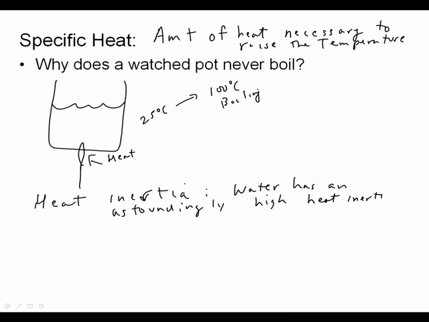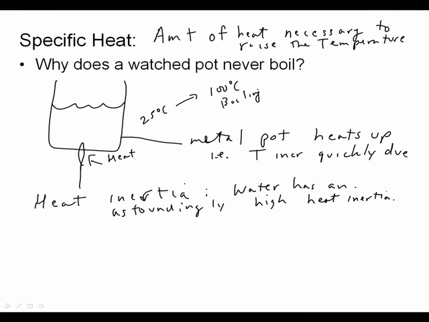How does this manifest itself in macroscopic properties? Well, we just talked about a watched pot never boils. Well, it does boil, but it takes forever. As opposed to what happens to the metal pot. Think about that. Metal has a very low specific heat. The metal pot heats up at once. It's hard because we use the same terminology in different regards. The metal pot heats up, that is, its temperature increases quickly. And this is due to its low heat inertia, or low specific heat, about 1/10 that of water. So the pot gets very hot, but the water takes a long time to heat up.